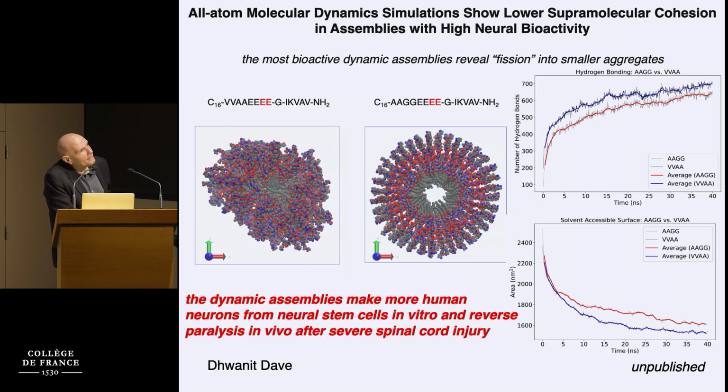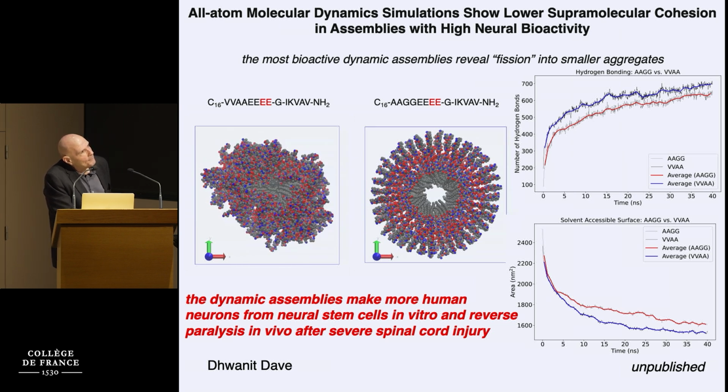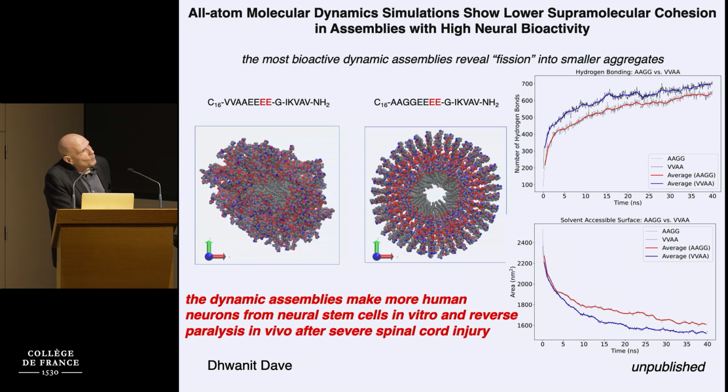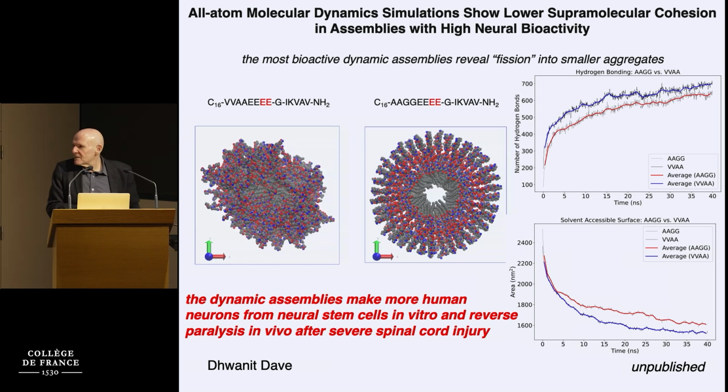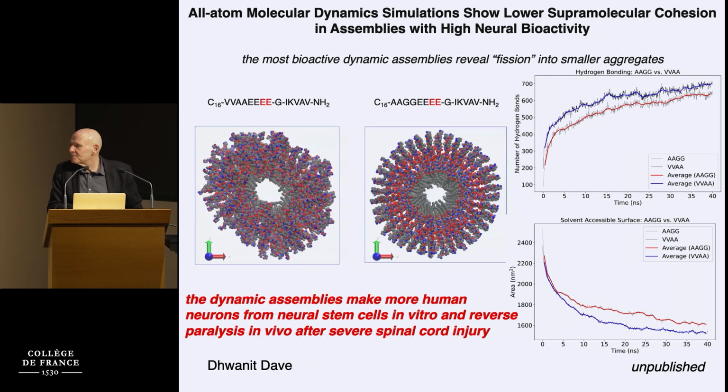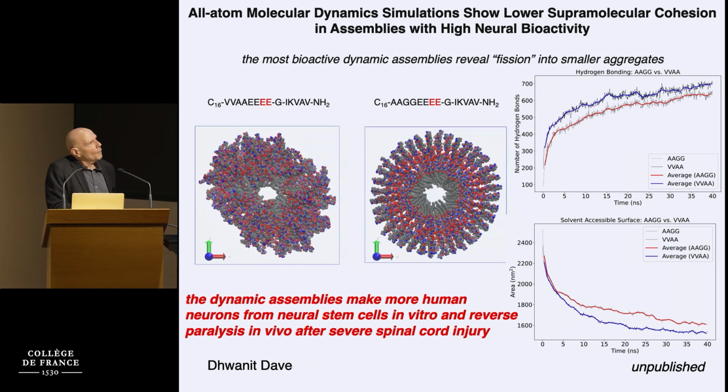So if you look at V2A2 here, you have more hydrogen bonds, and that's why there is less motion in that system.